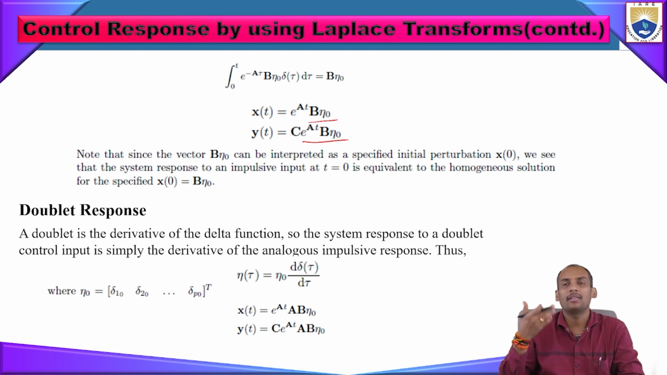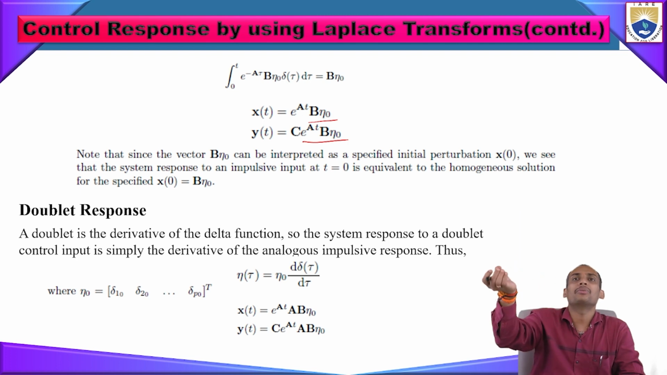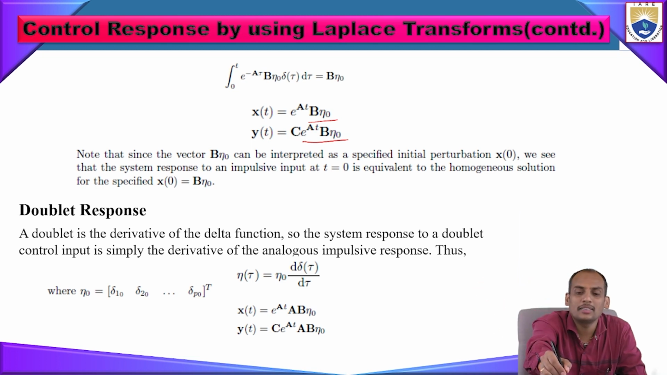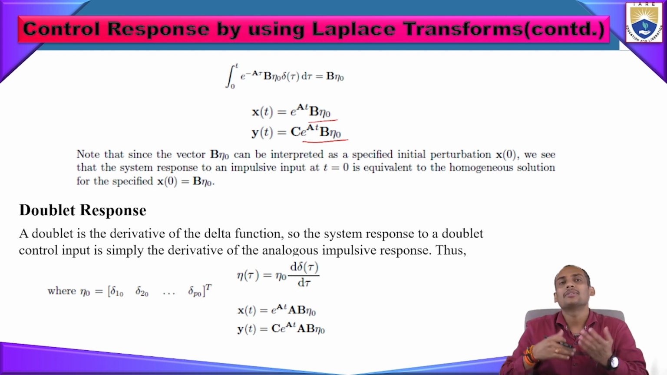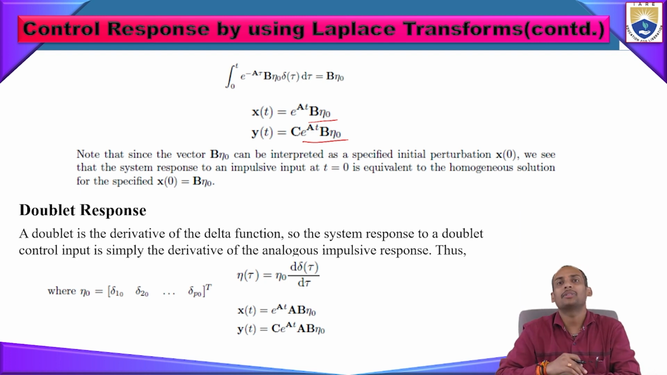So for a particular input, if the control input starts from 0 to some value and that value is changing, then we can also get the frequency response by using this equation. Next will be the doublet response. Doublet response is like the same impulse response. How will that doublet response be?